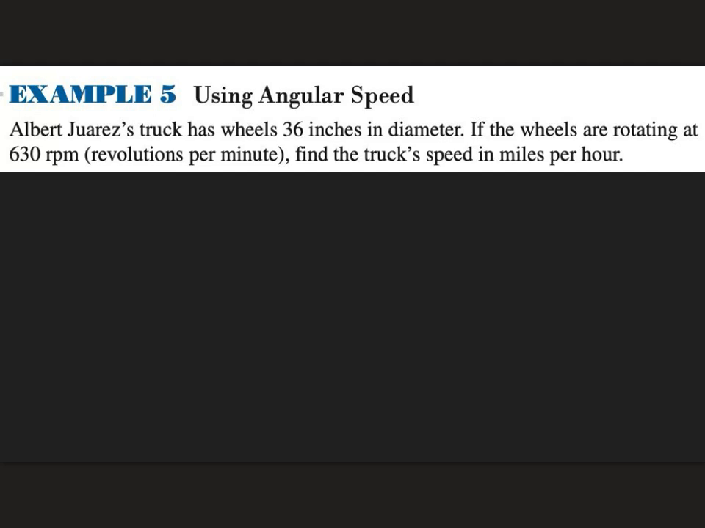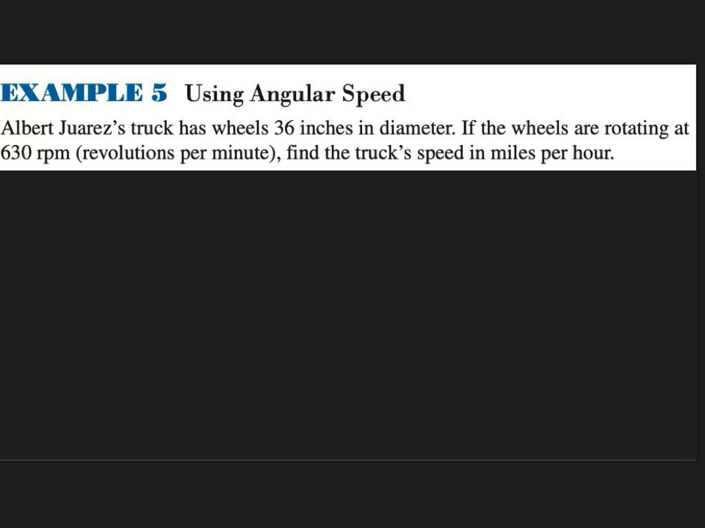Okay, let's use angular speed. Albert Juarez's truck has wheels 36-inch diameter. Let me put the pencil on. All right, so 36 inches. This is an important number. If the wheels are rotating at 630 revolutions per minute, find the truck speed in miles per hour. All right, so we're going to have to do calculations. Oh, this will be easy.